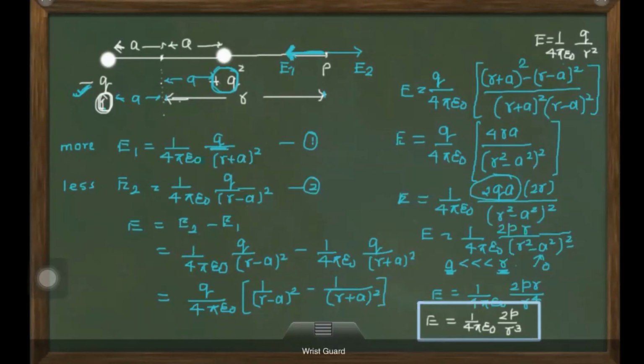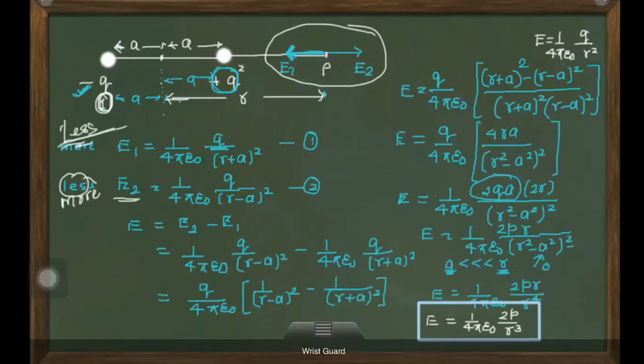So if I am going to make clarity of the direction from this figure, you can watch here. E2 is more, and E2's direction is towards right, and E1 is small. Here it will be right, and this one will be less. E2 is more, and E1 is less. That's why you have done here E2 minus E1.